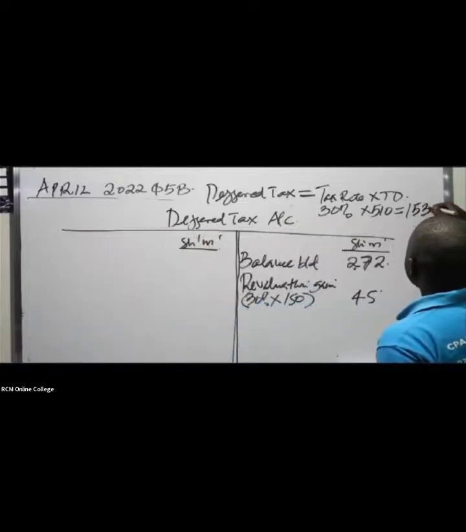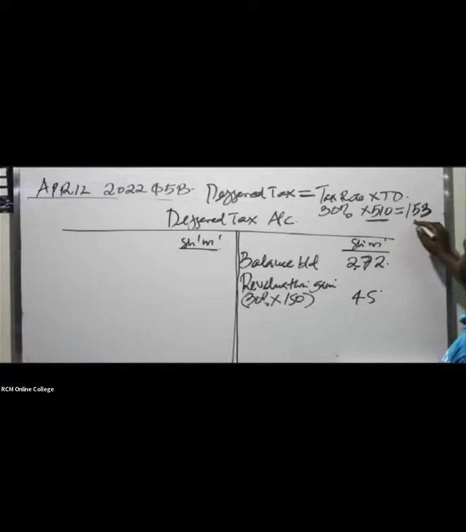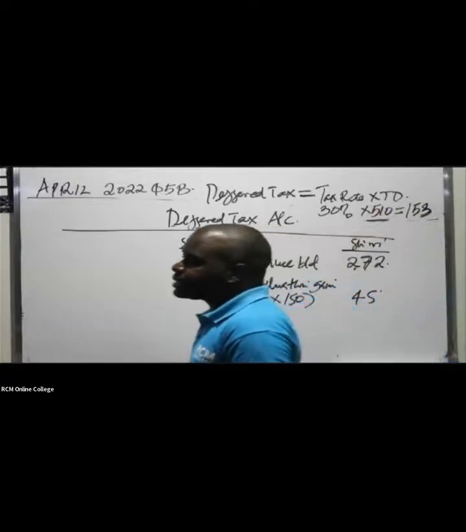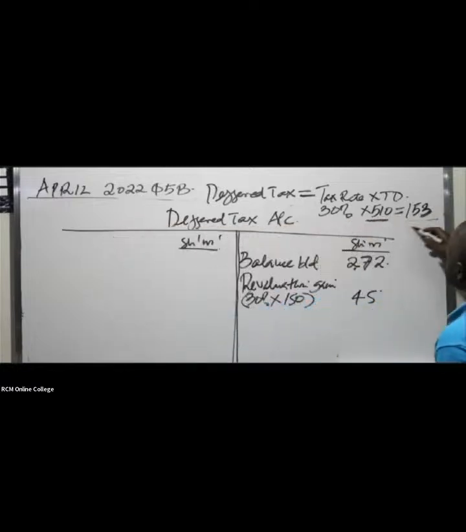This is the deferred tax liability, because we got taxable temporary differences. They were positive, they were taxable. And it brings about a liability because it is positive. Were it negative, it would have brought an asset. But in this case it brought a liability. Therefore, at the end of this particular financial period, the deferred tax liability is 153.